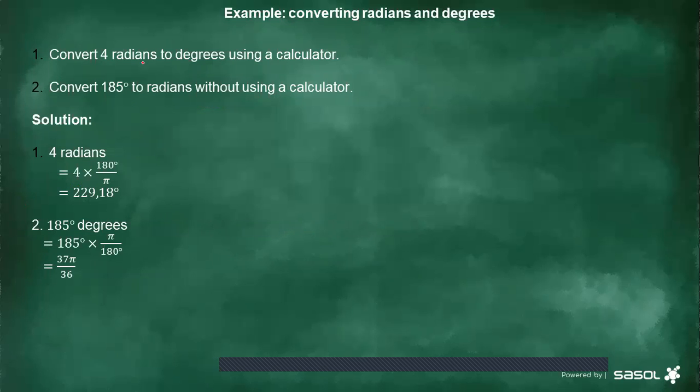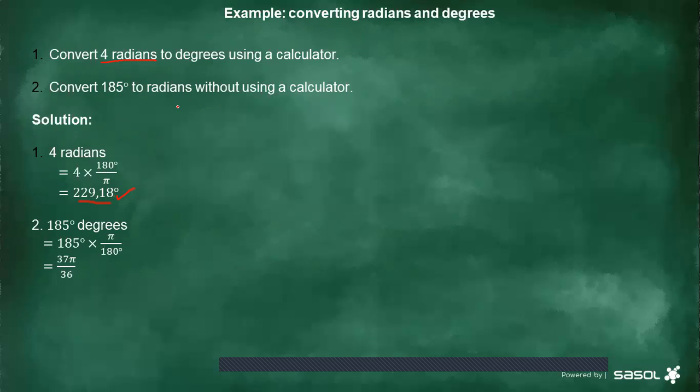Now let's see how we convert. Convert 4 radians to degrees. This is the solution on how we do that. You just say 4 times 180 over pi. Then the answer is going to be in terms of degrees, which is 229.180 degrees. So that's how you should convert a radian to degrees. Very simple and straightforward.